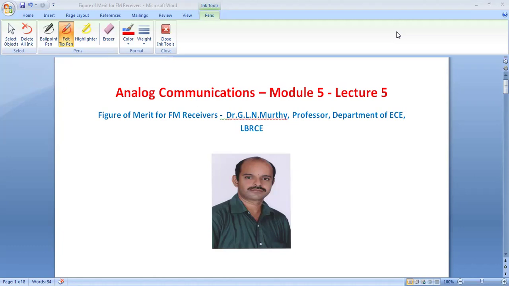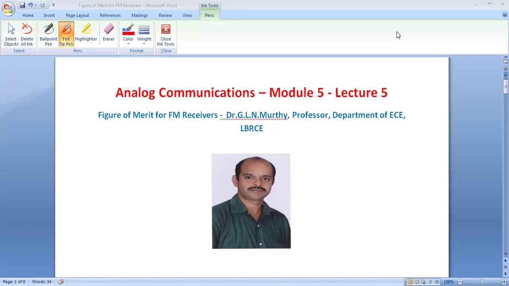For DSB-SC, the figure of merit is unity. For DSB-FC, the figure of merit is less than unity, whereas for SSB-SC, single sideband suppressed carrier AM, it is again unity. Now let us slowly make a move towards estimation of figure of merit for FM receivers. Before we derive, let me tell you what the differences are between AM receivers and FM receivers.